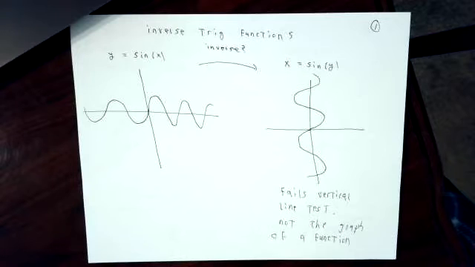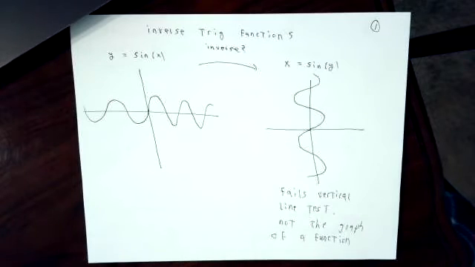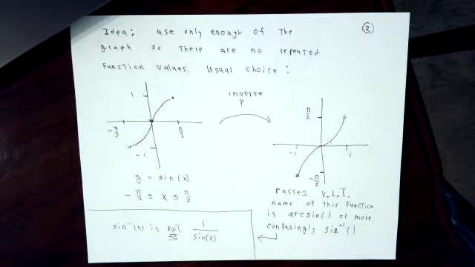This is not good news. This fails the vertical line test. This is not the graph of a function. We had a similar situation when we were looking at y equals x squared versus x equals y squared. The way we'll fix our sine problem is the same way we fixed the square root problem.